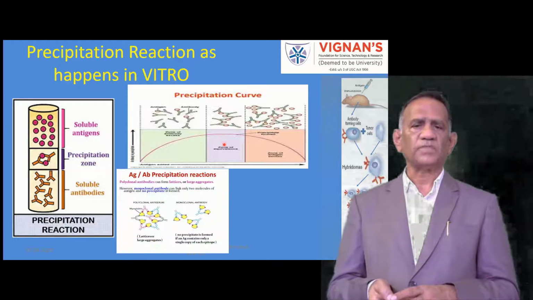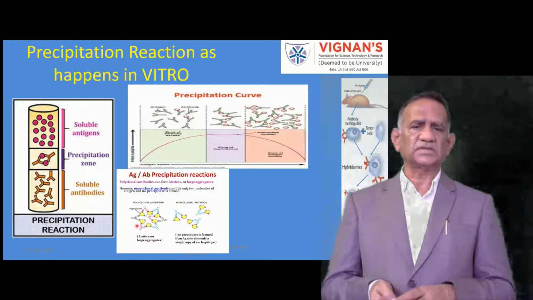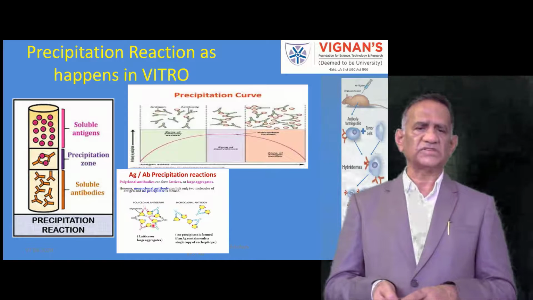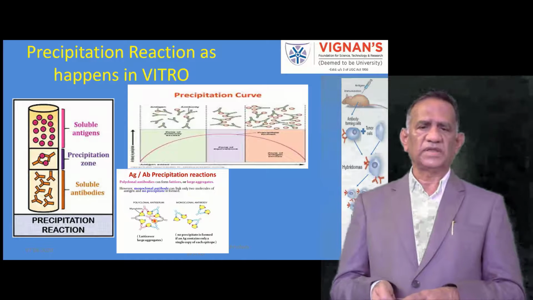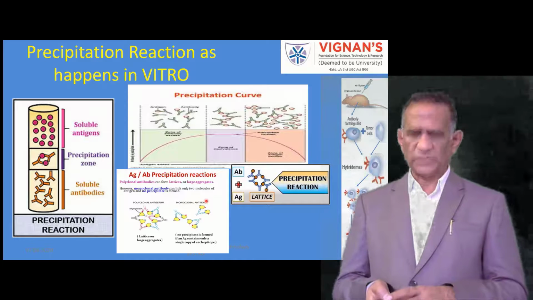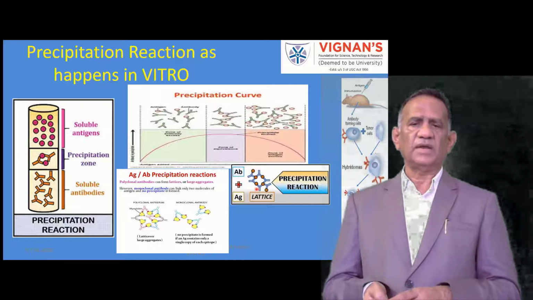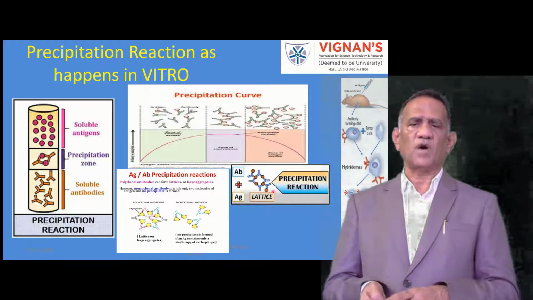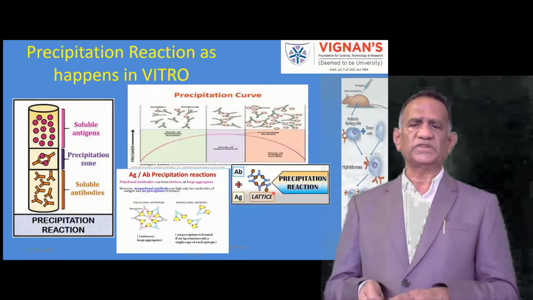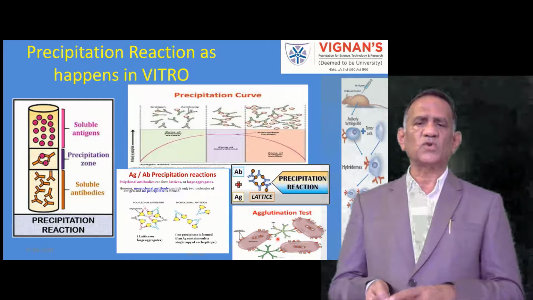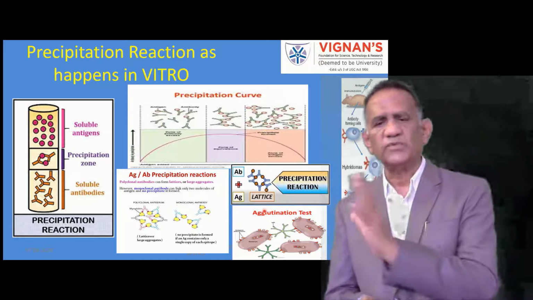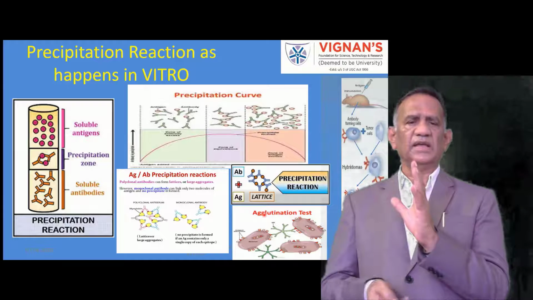Clear? Once the immune complex lattice is formed, that is the binding shown here. Antibody and antigen form a lattice, and that is the precipitation reaction. And this is the agglutination reaction. Precipitation is worked out in in vitro studies with the antigen and antibody taken separately.